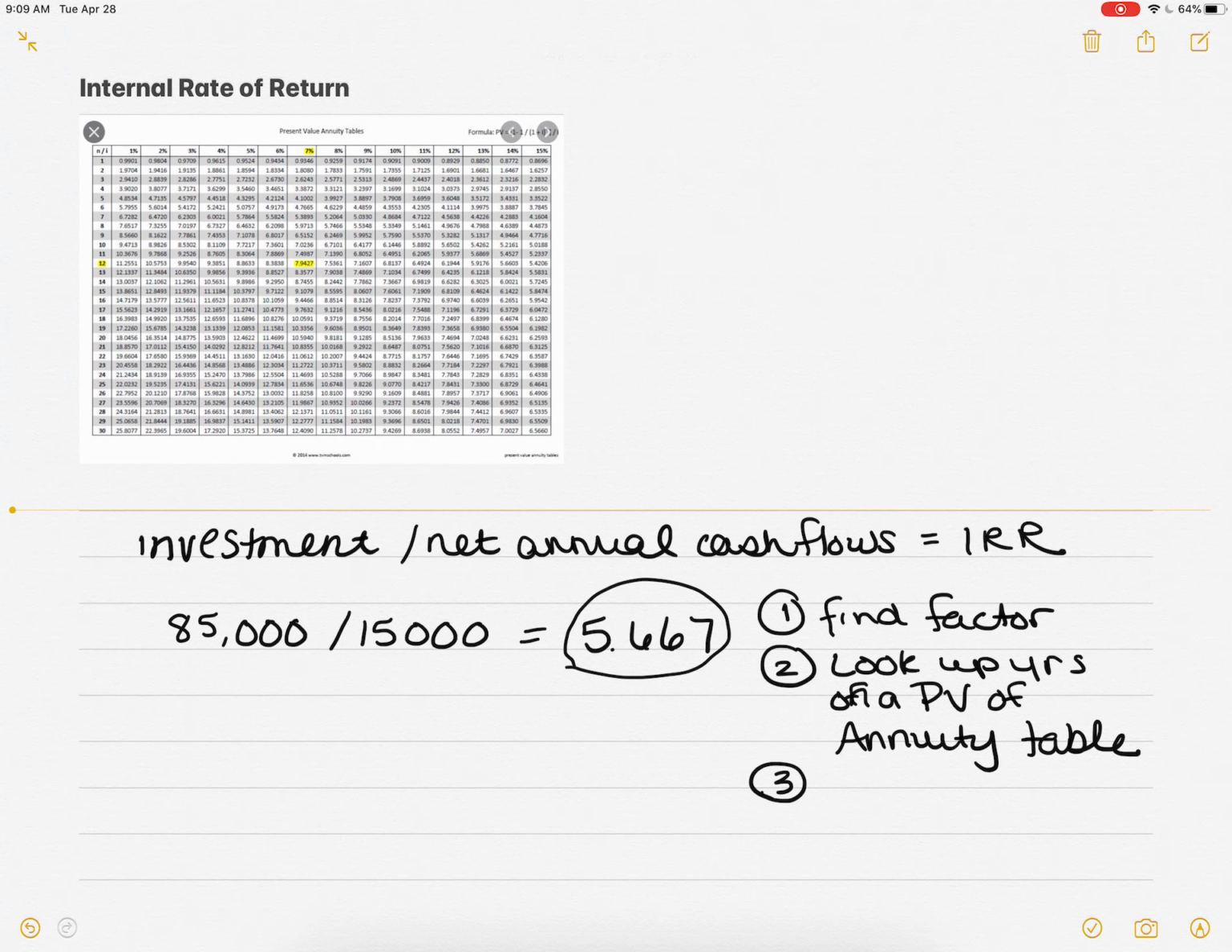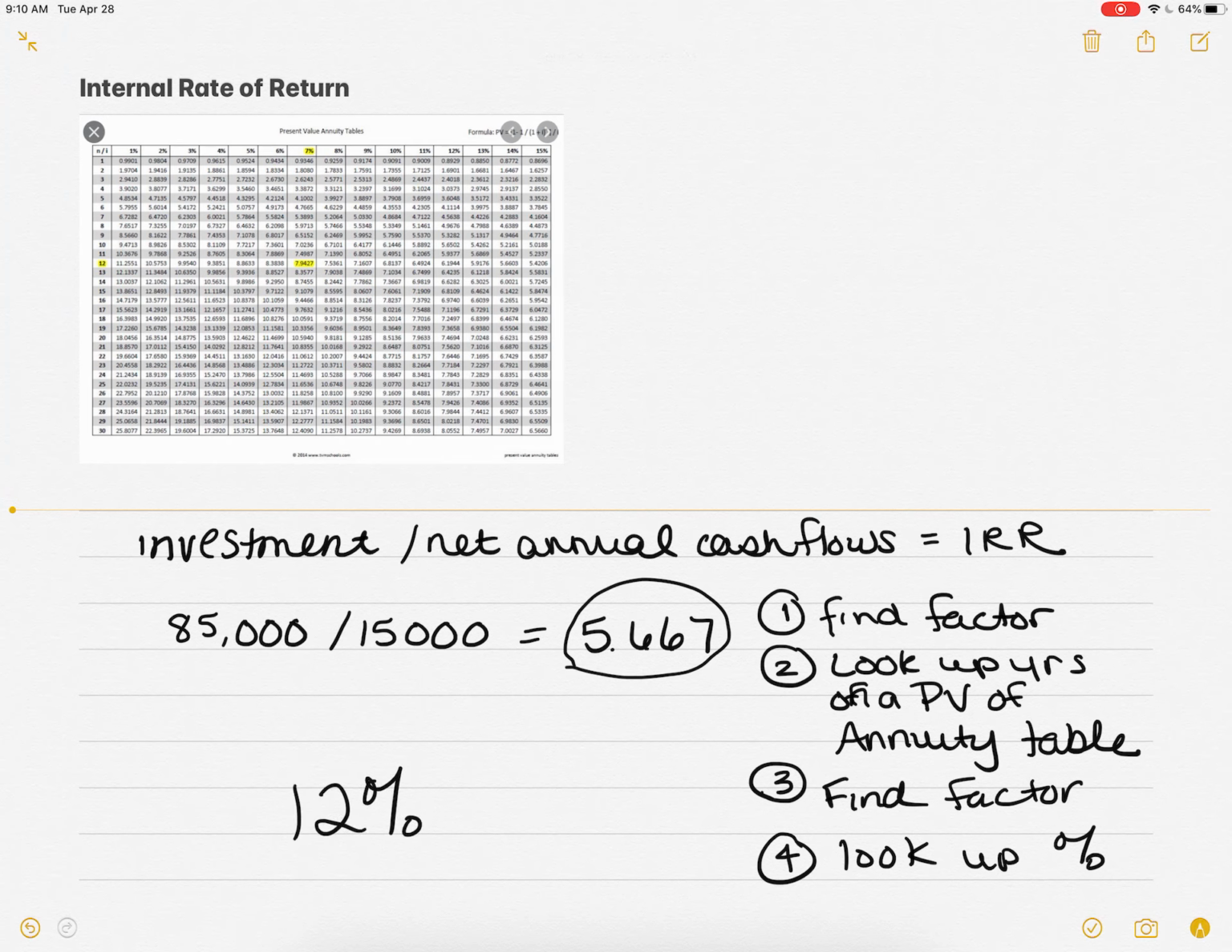So if I do that, I can look at the number 10, kind of look through. I see 5.8892. That's too much. So I'm going to just move over one column. And then I'm going to find the factor on that table or close enough. And the last thing is look up that percentage. So where that factor falls, the percentage is 12%. And that would be my internal rate of return.